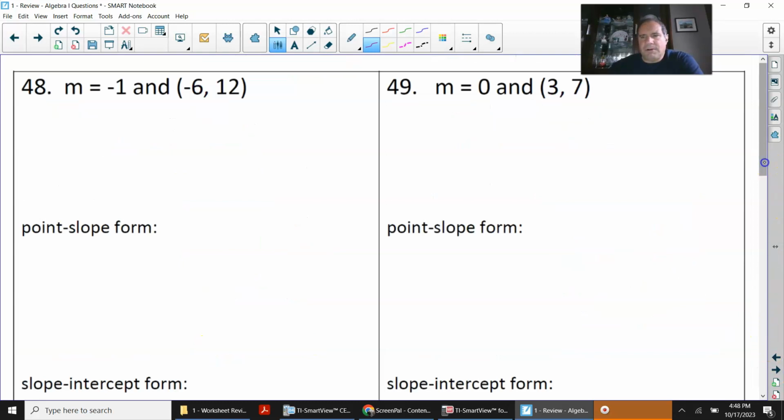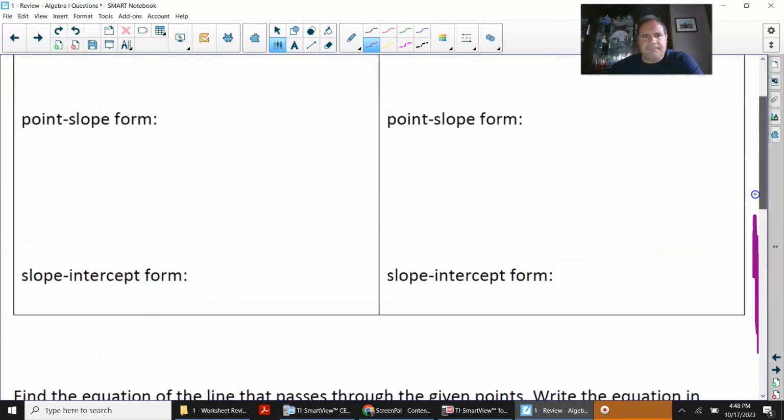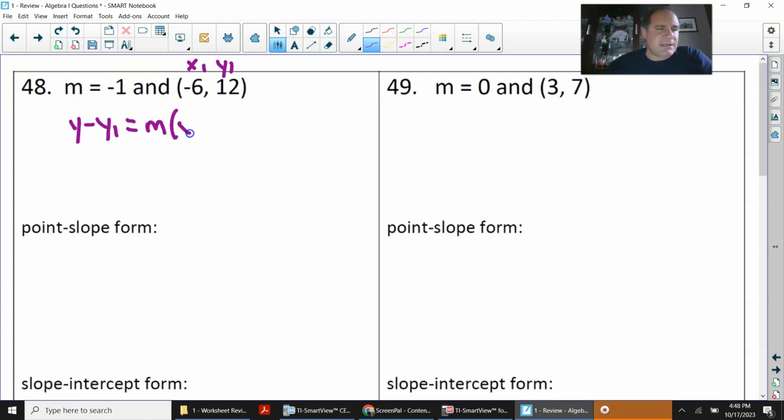All right, we have a couple more to go. Again, you're going to put x1, y1, and you're going to do y minus y1 equals m times x minus x1. That's the point slope formula. So when you go ahead and put this directly in, I'm just going to write it up here because I notice I have a negative. Y minus y1 is y minus 12 equals m, which is negative 1, times x minus a negative 6.